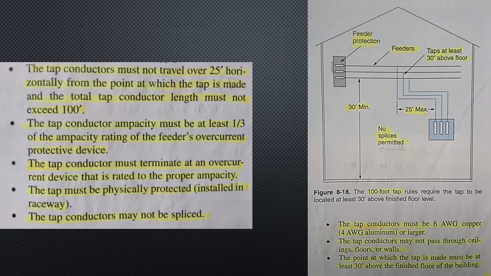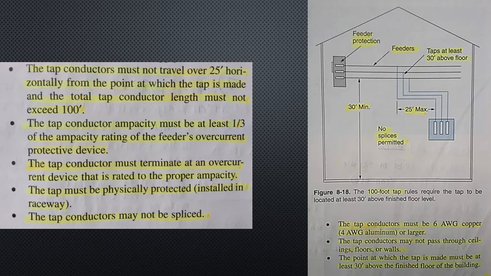Section 240.21(B)(4) allows for an unprotected tap of up to 100 feet long in high bay manufacturing buildings with walls over 35 feet high. These systems must be maintained and supervised by qualified individuals. See figure 8-18. In addition, the following rules apply. The tap conductors must not travel over 25 feet horizontally from the point at which the tap is made, and the total tap conductor length must not exceed 100 feet.